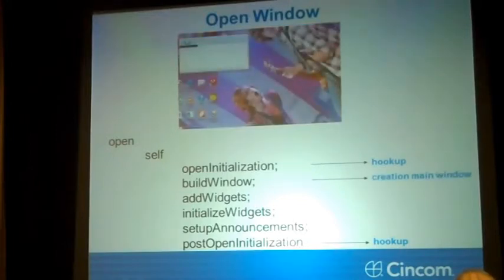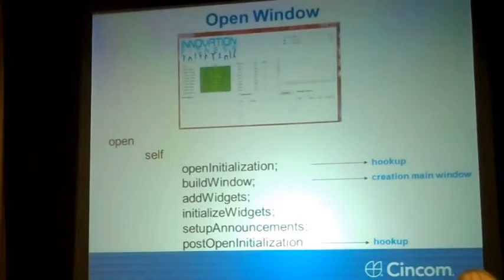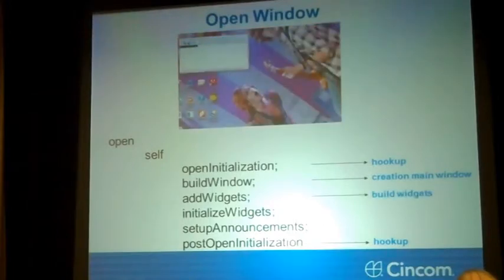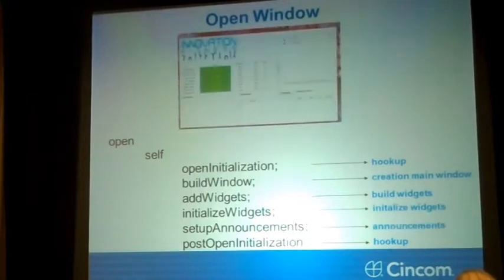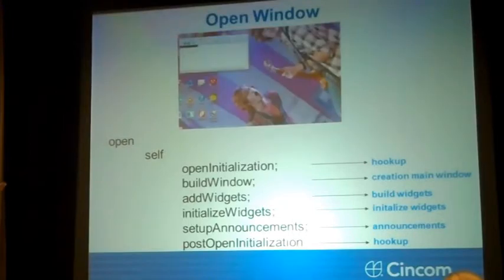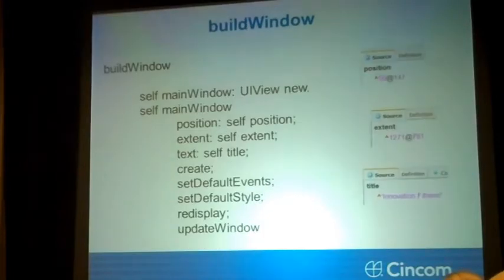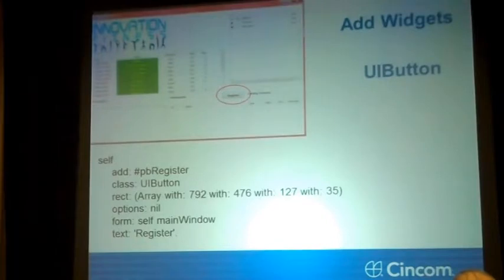The build widget window creates the main window. With add widgets, we build the widgets on top of the main window. We can initialize the widgets and then we set up announcements. So that's the way it's being built. For the build window, we create an instance variable main window, which we assign a UI view new. And the main things you have to do in your subclass for the window is set your position, your extents, which are points, and the title, which is a text. The rest is being built for you and it displays the window.